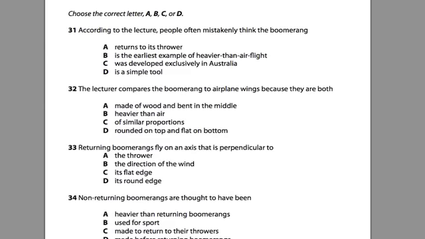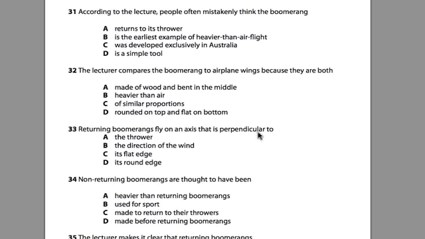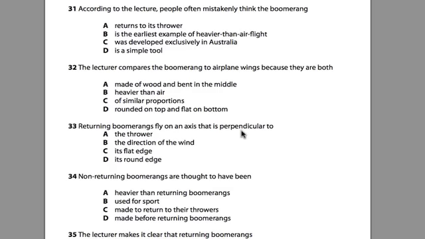Okay, so we're going to use this time to preview. Choose the correct letter A, B, C, or D. Now we want to underline key vocabulary. According to this lecture, people mistakenly think the boomerang. Mistakenly, key, underline this. Okay, we have a few answers here. The lecturer compares the boomerang to airplane wings. Compares, and both airplane wings and boomerang. Let's underline those. Returning boomerangs fly on an axis that is perpendicular to. Underline perpendicular. This is a very specific piece of vocabulary, so we'll probably hear this in the listening itself. Now turn to section 4.